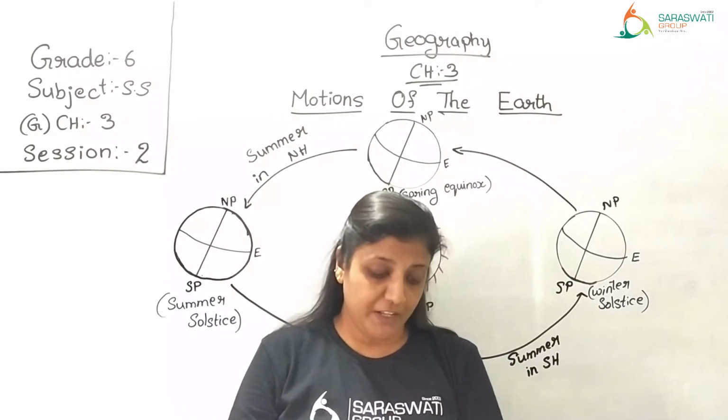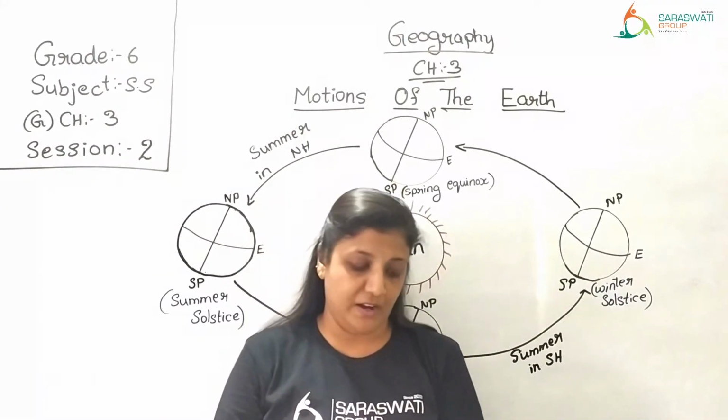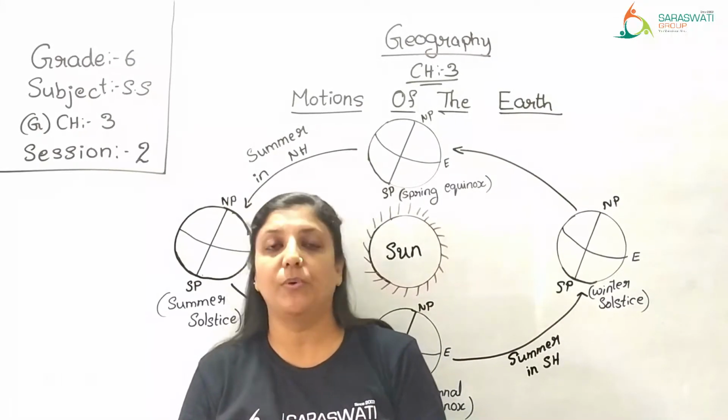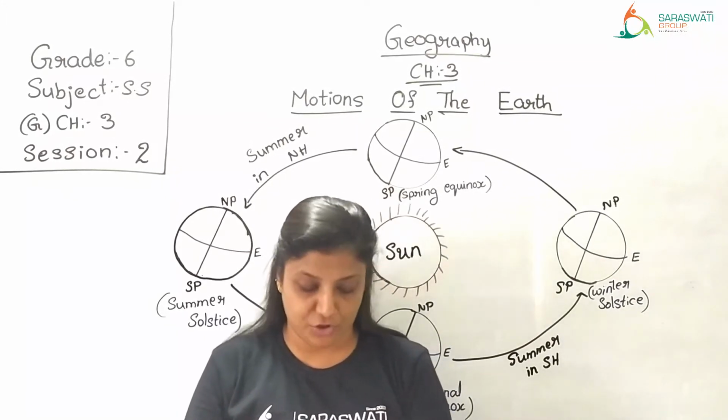So, always away from the equator, the days are longer in summer and the nights are longer in the winter. So if you are away from the equator, then in summer days are long and nights are short.